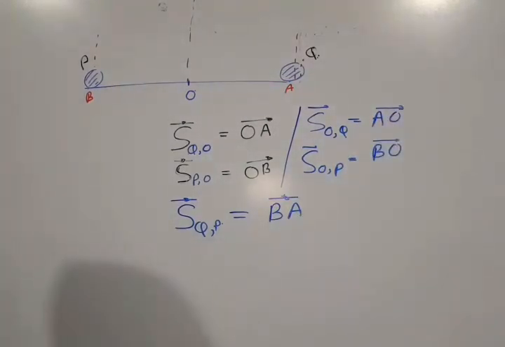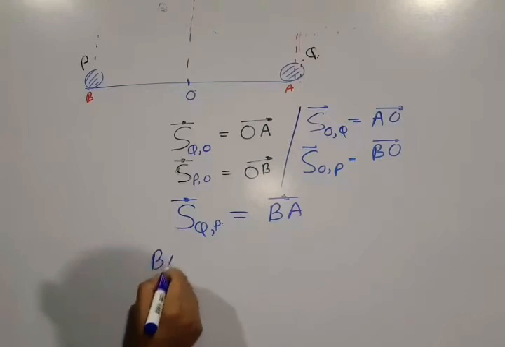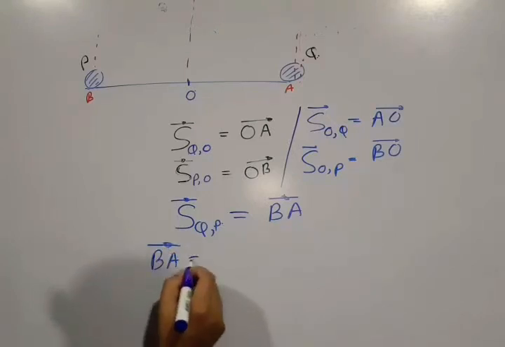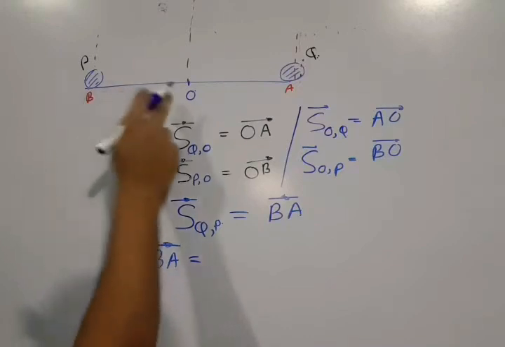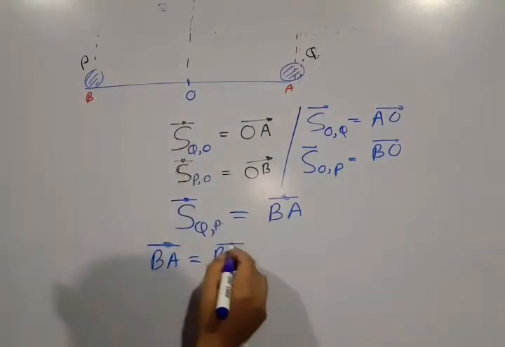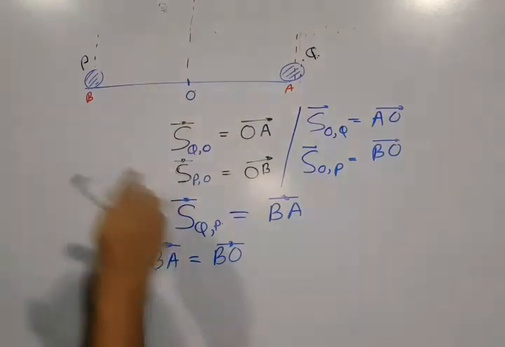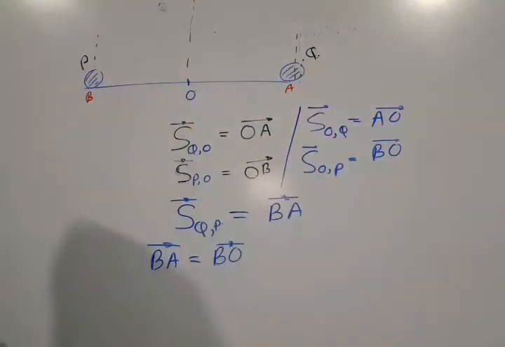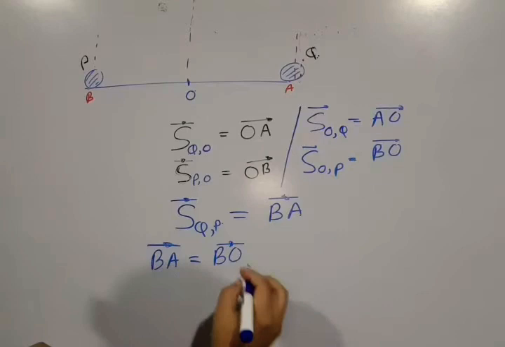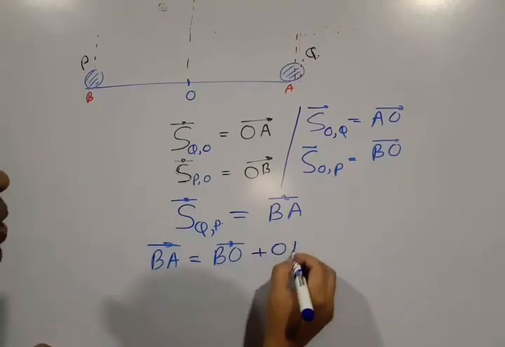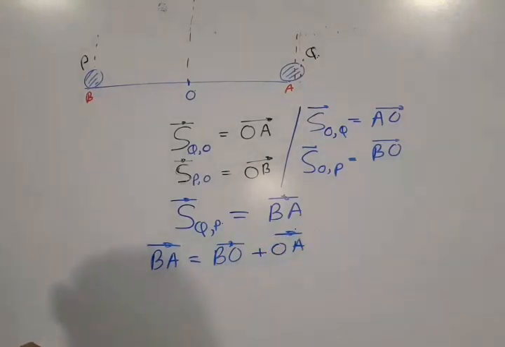Since they are vectors, they should obey the addition law of vectors. So how can I get the BA vector? The BA vector can be obtained by first going from B to O, O being the reference point. Think of these as position vectors, then it is easy for you. B to O, then O to A, right? So what is BA? BA is given by this symbol here, SQP.